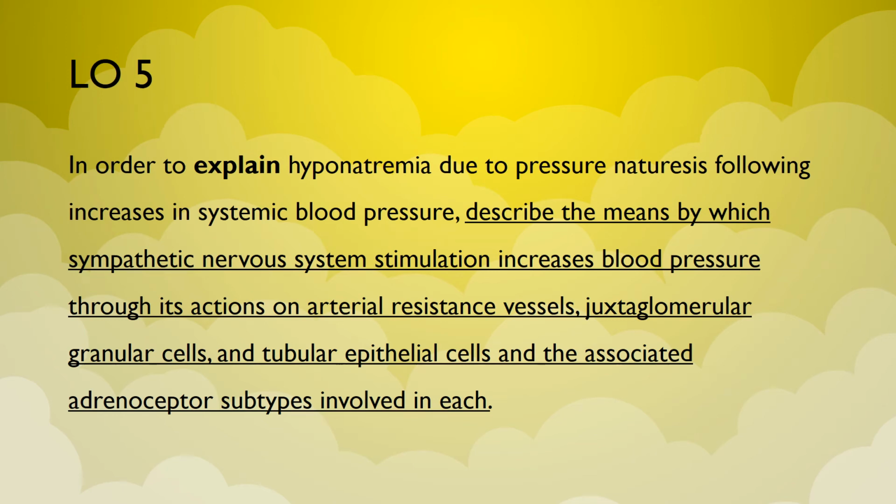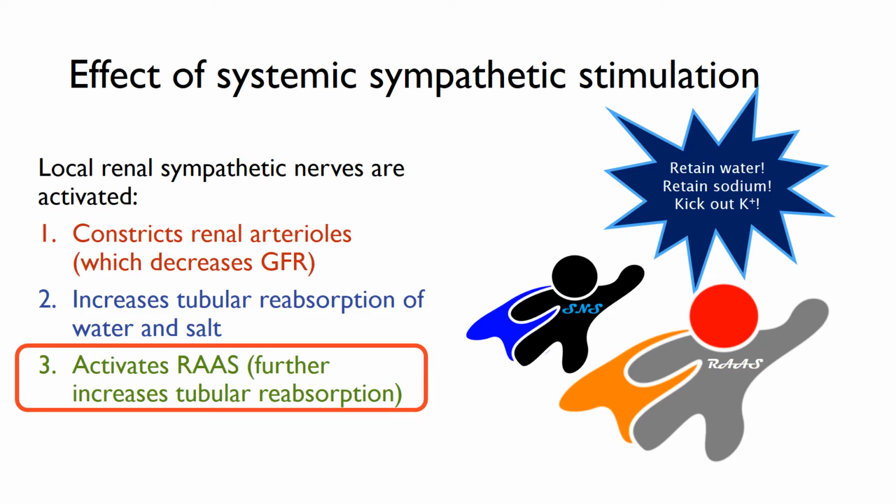Now we're going to transition to talking about regulation of all of these things. So the first thing that I really want to highlight here is beginning with the effect of sympathetic stimulation on the kidney. Big picture wise, the renin, angiotensin, aldosterone, and sympathetic nervous systems want to accomplish a big goal, and that big goal is to retain water. And they retain water by retaining sodium and then kicking out potassium. And that is the kind of big picture goal of sympathetic nervous system stimulation.